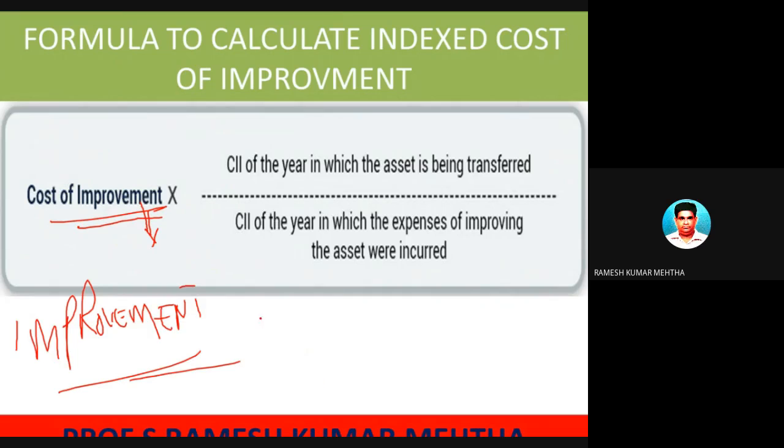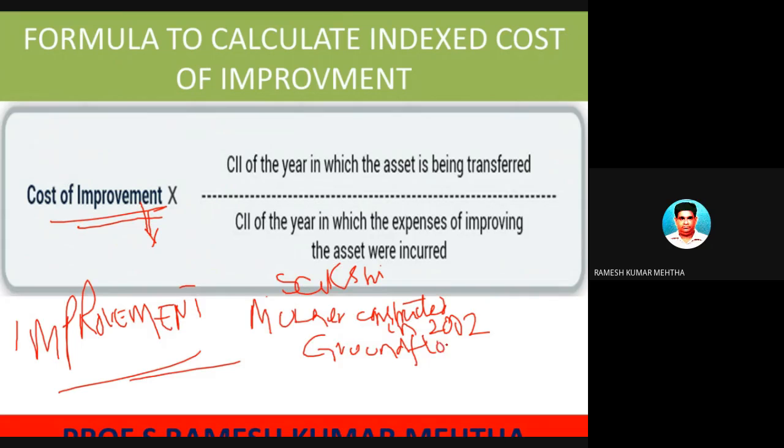Okay. Now, for example, here we have the example of Sakshi. Sakshi's mother has purchased one building constructed. Okay, we'll use the word constructed, in the year 2001-2002. So the ground floor was constructed in the year 2002 for rupees 15 lakhs. Now this is the cost of acquisition or construction of the ground floor property.